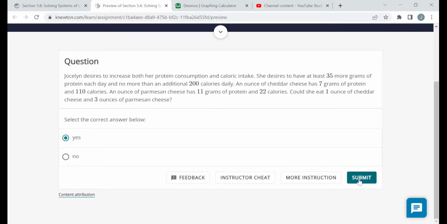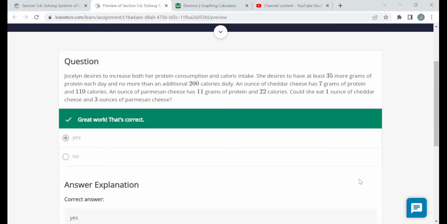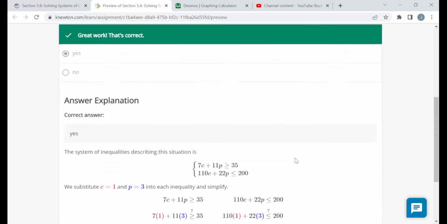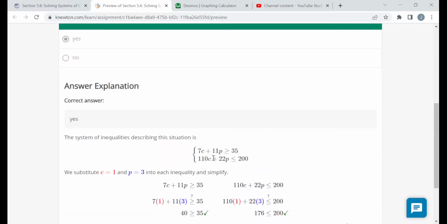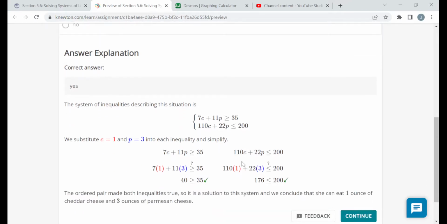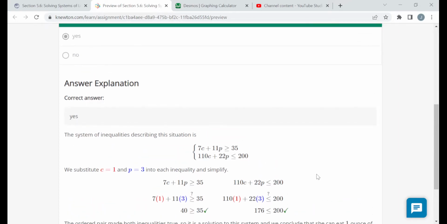After you submit an answer, you'll be told if you're correct or incorrect, and then you'll be given some sort of answer explanation. Now they use C and P, I used X and Y, no big deal. They just plugged in the values and checked that it satisfies both inequalities, so it works. They didn't even make a graph. You can make a graph if you want, though.